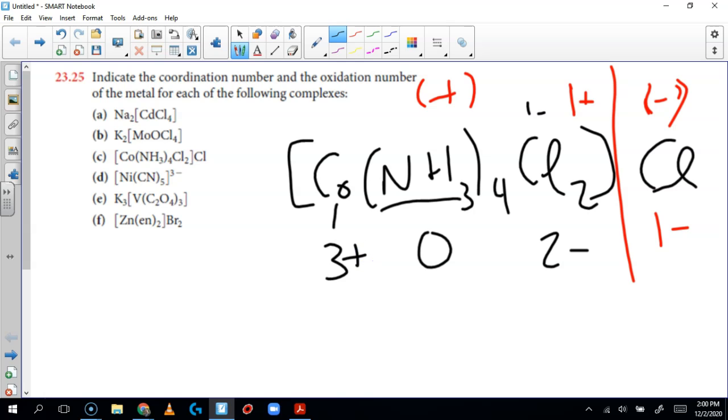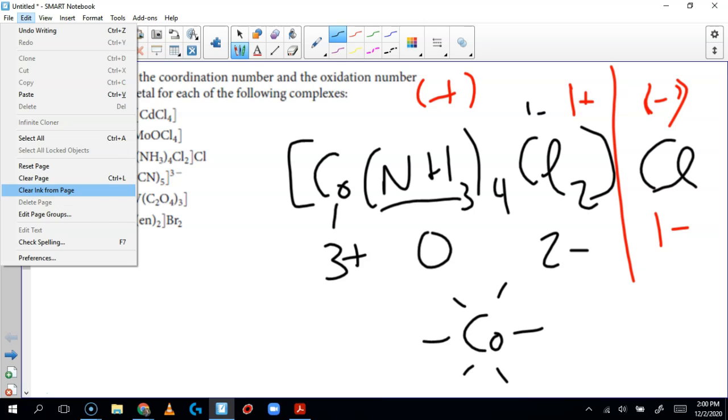oxidation number. Okay. And again, when we look at the coordination number, a coordination number is how many donor atoms are around it. And so you would have cobalt in the middle, you would have 2 chlorines, and then you would have 4 ammonias sticking off of that. So that means that its coordination number is 6. Okay, so now let's look at part D for this thing.